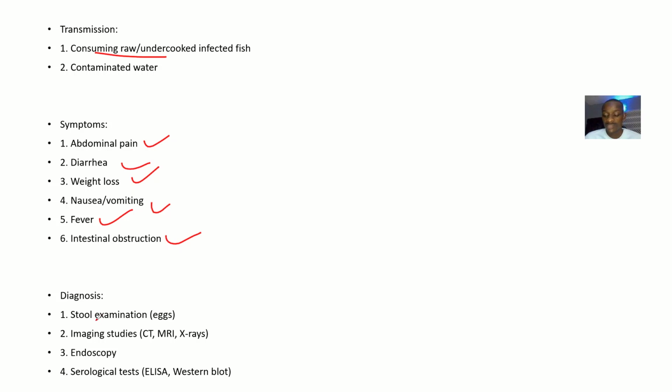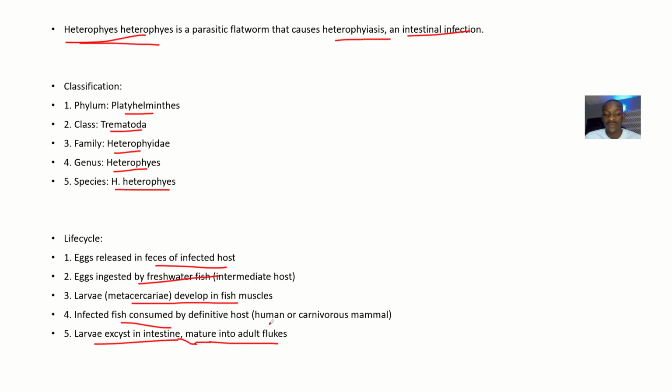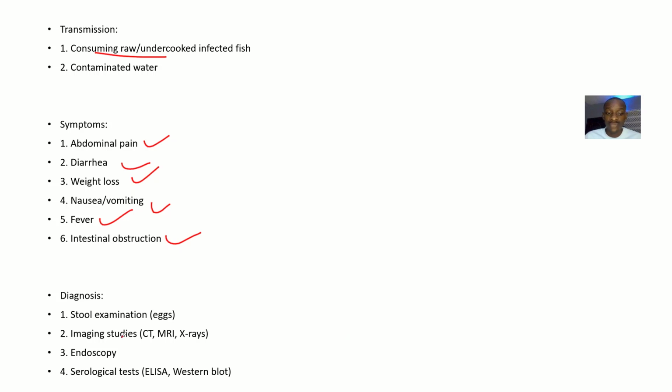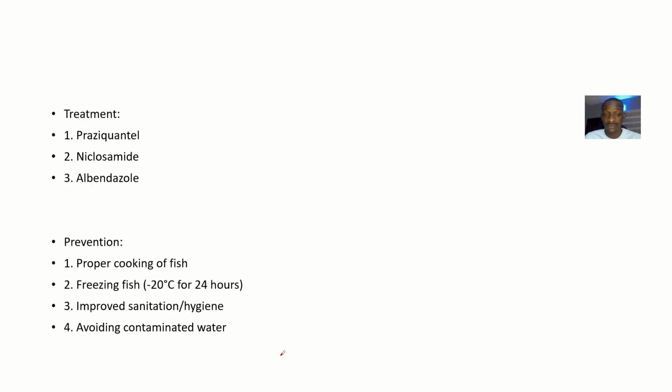Diagnosis: if it infects a human being, later on they will pass it in feces, so you might want to do a stool examination to check for eggs or segments of the worm. Imaging studies could also be helpful, endoscopy can be helpful, and serological tests can also be helpful. Treatment is using praziquantel, niclosamide, albendazole. These are the possible drugs that could be effective.